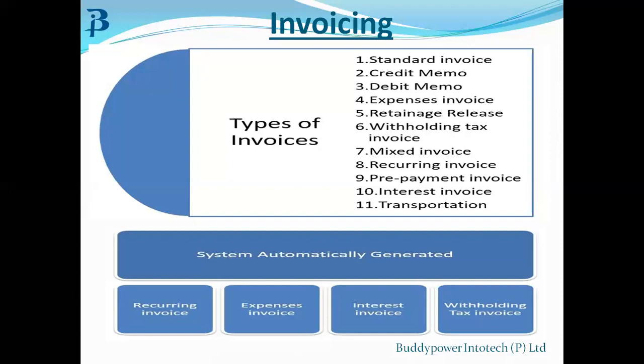So here what you're doing is entering an invoice to remit tax withheld to the appropriate tax authority. Here the system will automatically create a withholding tax invoice. You may be required to withhold tax from your supplier invoices and pay it to a tax authority on behalf of the supplier.